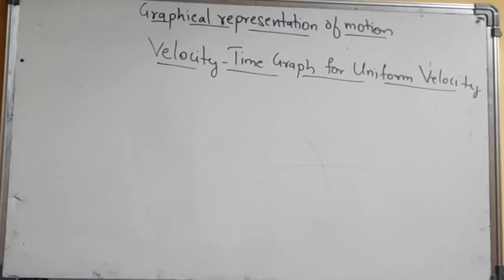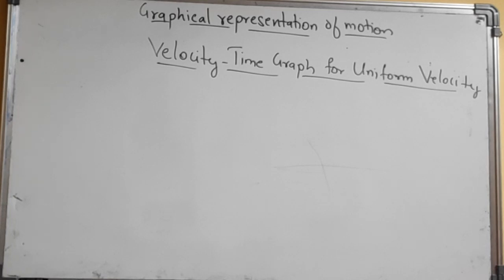Okay, students. Now we are going to consider an object moving with a uniform velocity. Velocity is what? Velocity is nothing but the distance covered per unit time, or the displacement covered per unit time. Now, velocity, the unit is kilometers per hour or meters per second. And the time, the unit is seconds.